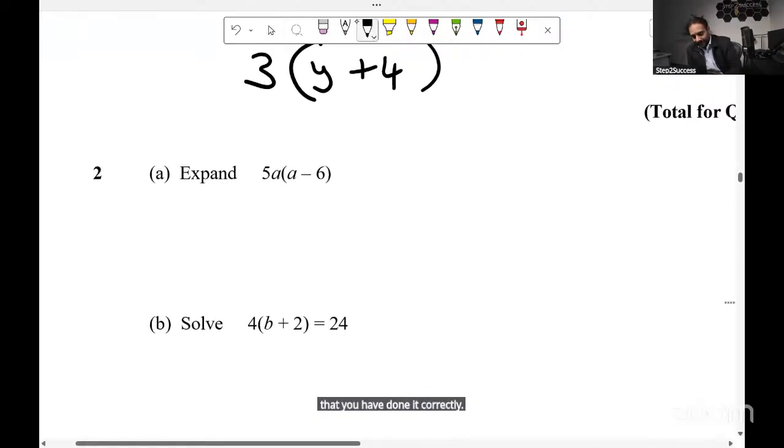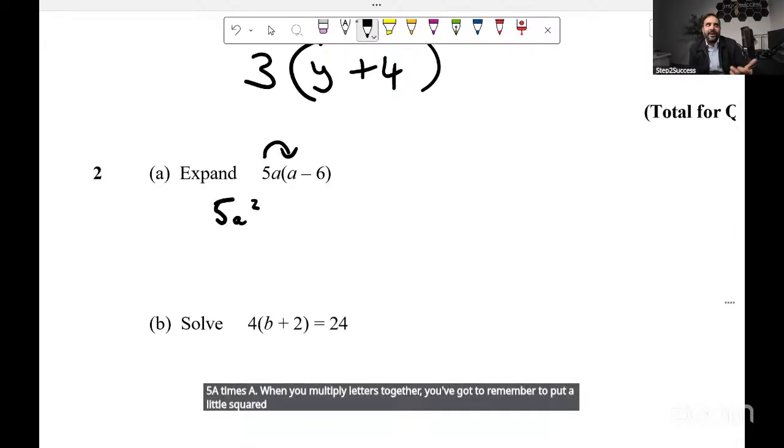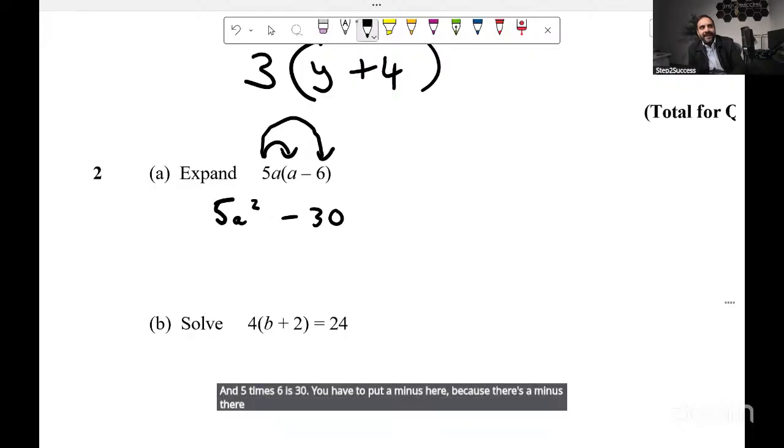Expand this. 5a times a. When you multiply letters together, you've got to remember to put a little squared on the letter. So a times a is a squared, and the 5 is just there. And then the 5a is also being times by this 6, and 5 times 6 is 30. You have to put a minus here because there's a minus there, and the a is still stuck to it. So it's 5a squared take away 30a.